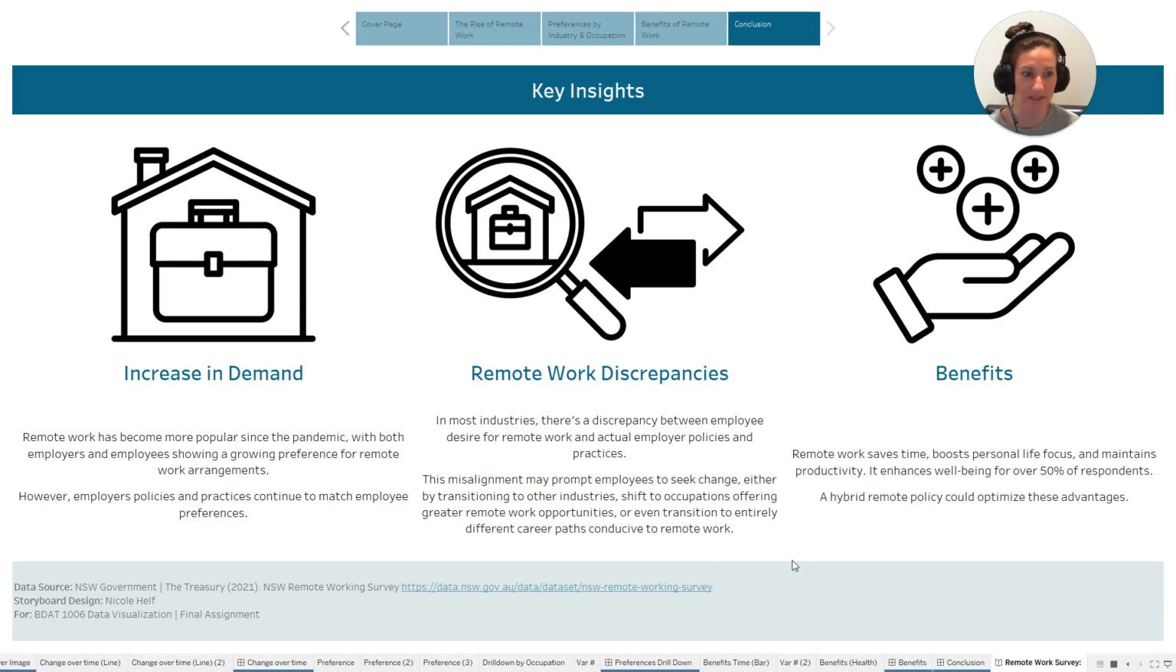And then finally, we did see some benefits there. We saw that remote work saves time for employees, it does boost personal life focus, and they do maintain their productivity when working from home. So overall, it enhances well-being for over 50% of the respondents. And then what I got out of that was a hybrid remote policy could be used or implemented to optimize all of those advantages. So that concludes my presentation.